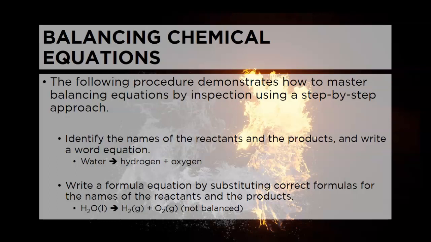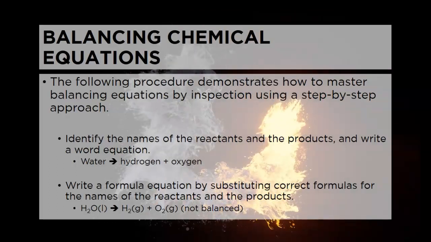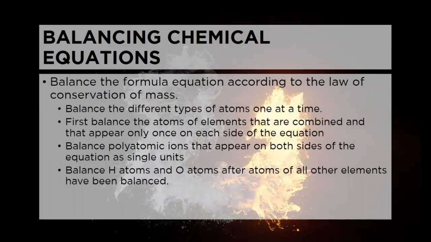So step-by-step approach, just to kind of rehash everything we went over. First, try to identify the names of the reactants and products using a word equation. And then you're going to substitute those words for formulas. Notice that equation is not balanced yet. That's our next step, is that we want to balance it. And just some tips and tricks for balancing equations. Again, do how we did. Go through the different atoms, balance it one at a time.